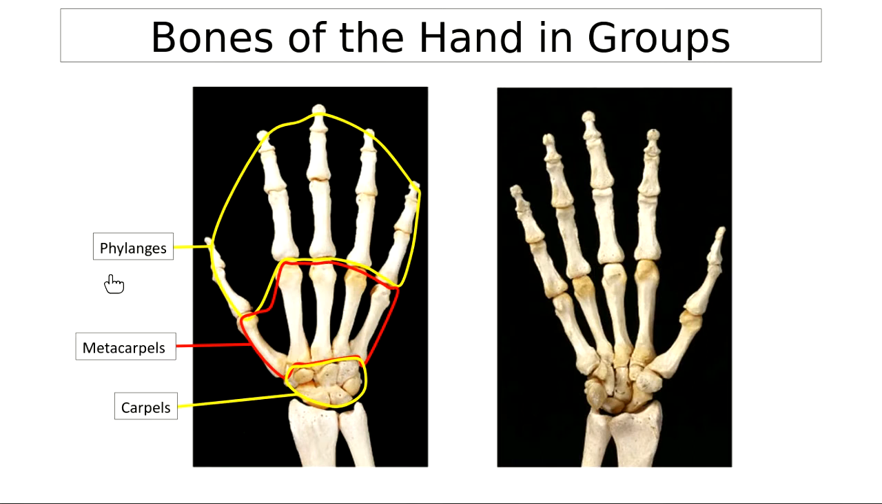I have these partitioned off: the phalanges, the fingers, the metacarpals, and the carpals. So I've got them grouped for you. The wrist bones are the carpals, the first long bones after that form your palm, metacarpals, and your fingers are your phalanges.